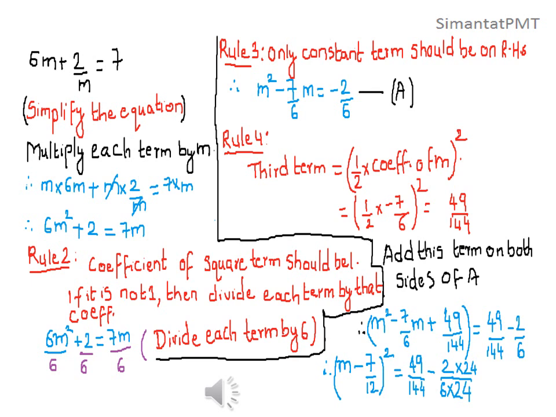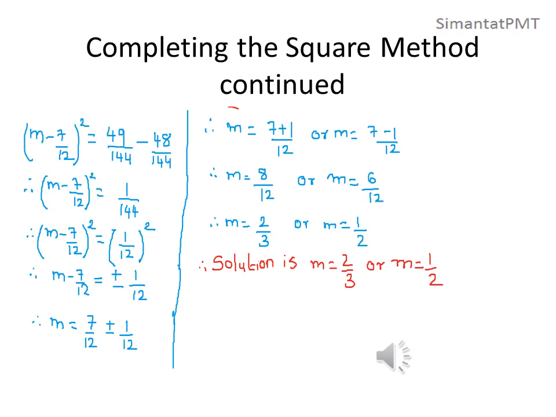Take the LCM. So we multiply the denominator of the second fraction by 24 and numerator of the second fraction by 24. Therefore, we get m minus 7 upon 12 the whole square equal to 49 upon 144 minus 48 upon 144. Therefore, m minus 7 upon 12 the whole square equal to 1 upon 144. Therefore, m minus 7 upon 12 the whole square equal to 1 upon 12 the whole square.